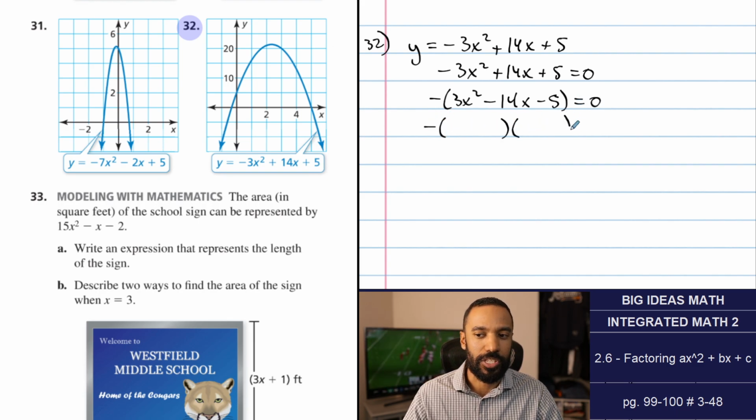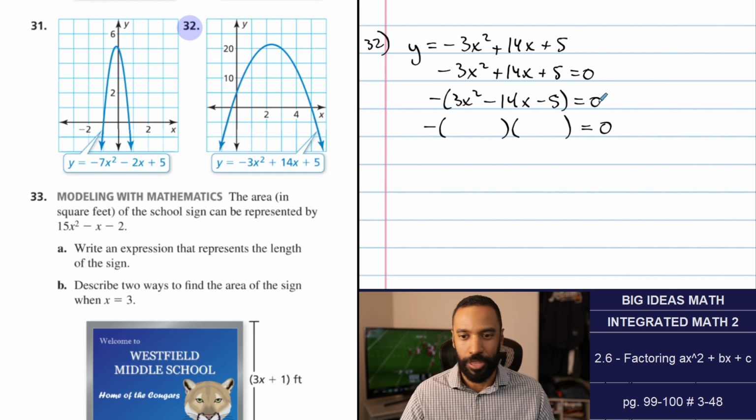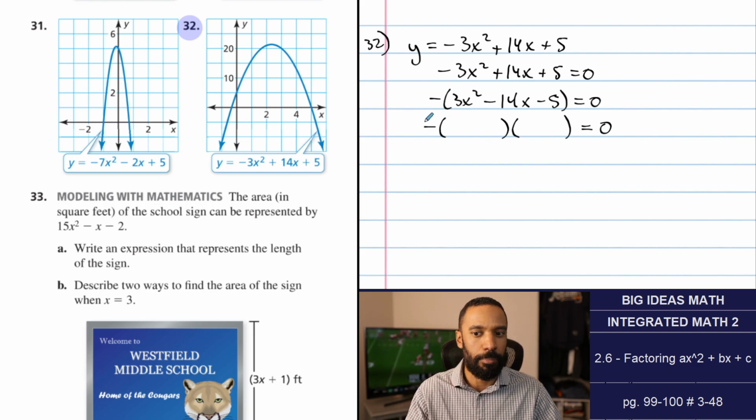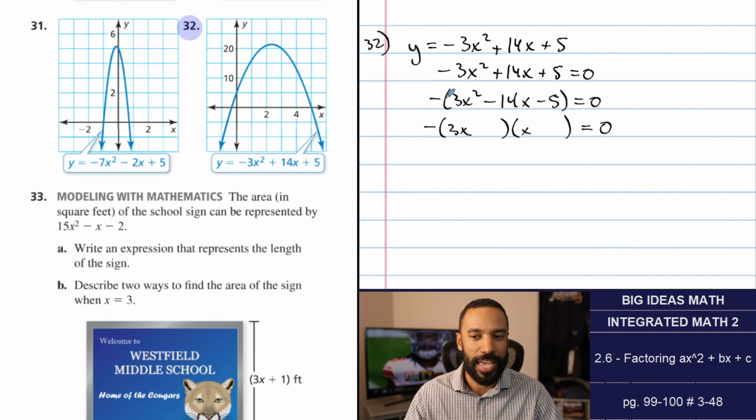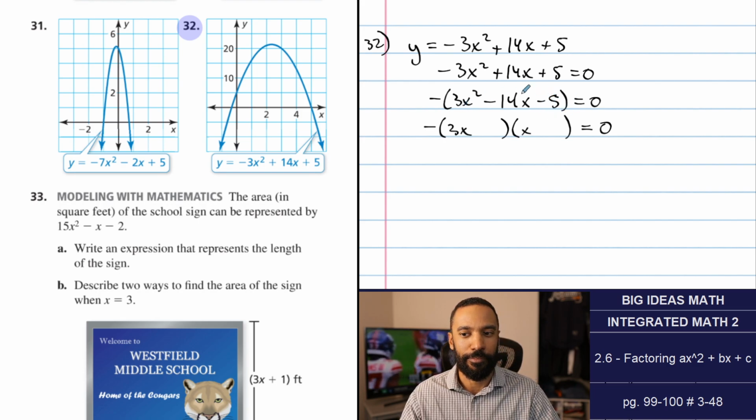So the negative stays on the outside, or you can divide everything by negative 1. I'm going to keep it on the outside. The point is, that's not the part that gets me a solution for x. It's what's inside here that matters. The 3x times x to give me 3x squared, and some form of 5 and 1.